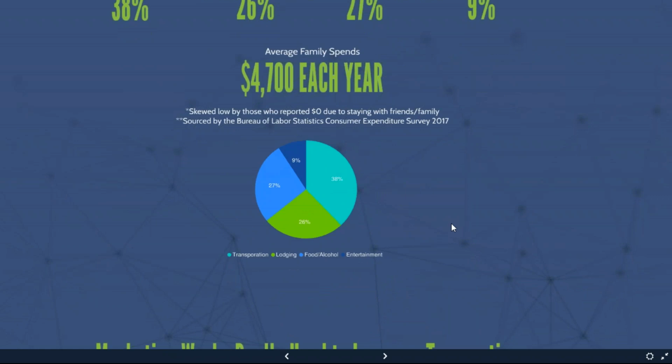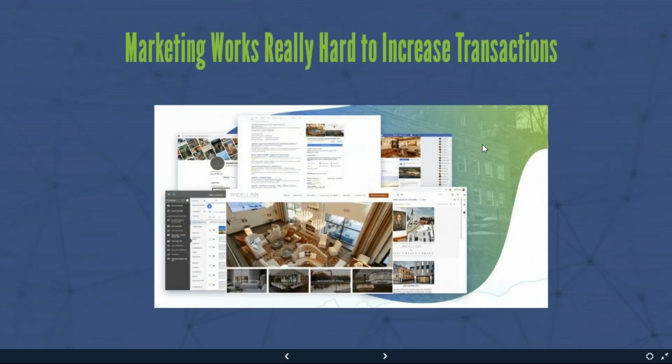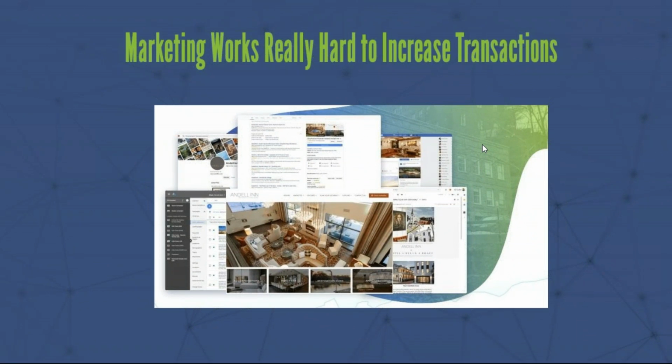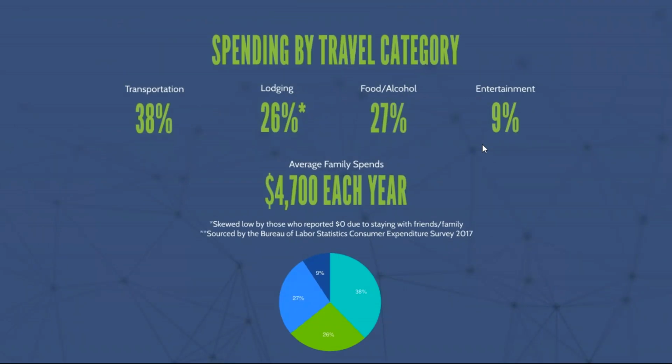Skipped ahead, looks like I forgot to add this slide. So we'll touch on this one briefly here. And this is that marketing works really hard to increase transactions. We talked about this, kind of jumped ahead of myself, not just from a slide perspective, but from an actual presentation perspective, because marketing comes together to really work hard to increase those transactions. And much of our work has been focused on that, but we have a tremendous opportunity to increase the value of each of those.